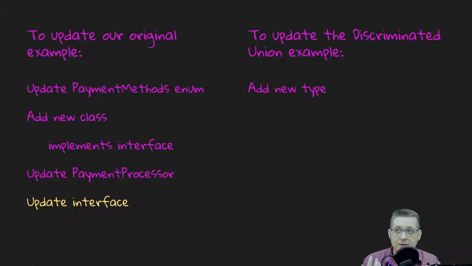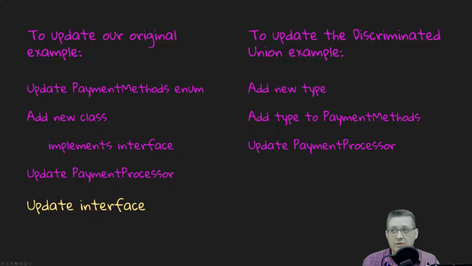To update our discriminated union example, we have to add the new type, so it's equivalent to adding the new class. That doesn't change. We have to add that type to the discriminated union so that it becomes part of the set of things we can work with. And then we have to update the payment processor, and that's it. We are done. Good to go. No more changes need to be made.